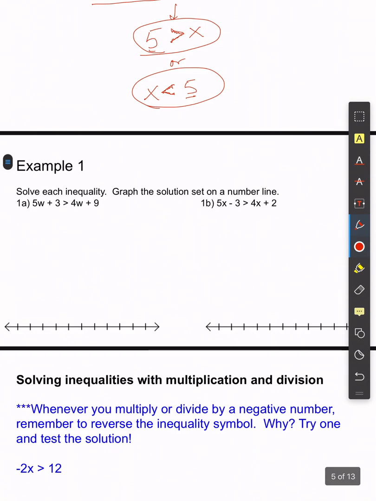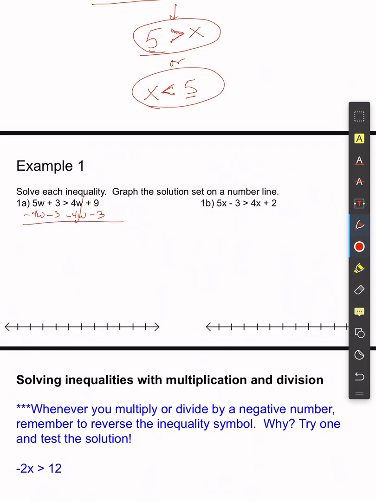Example 1 says, solve the inequality and graph the solution set on the number line. So you have a ton of these to do in your homework where you're just solving these and then graphing them. So we're just going to solve it like everything else. We're going to try to isolate the variable. Let's move the 4w over on both sides, and then we'll subtract 3 from both sides. Okay, so we'll do that operation there. I'm going to do it all at once.